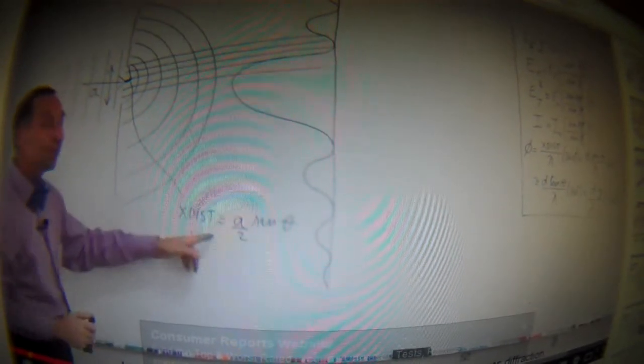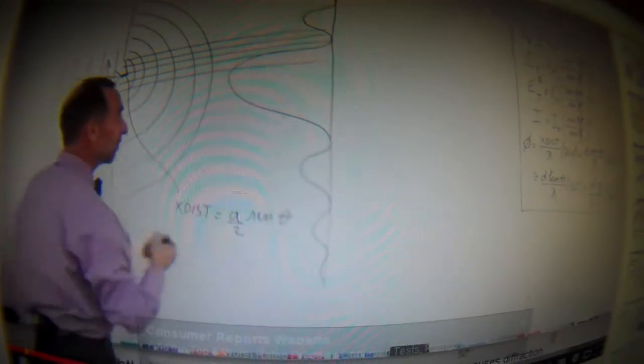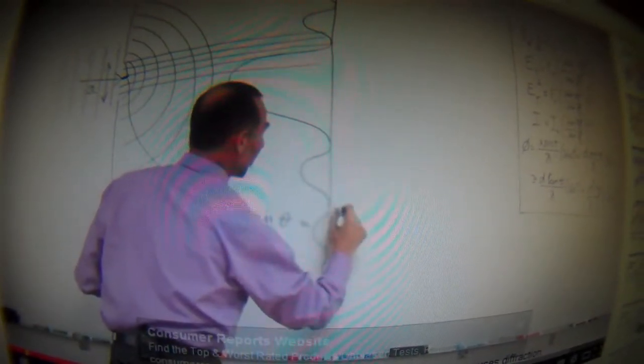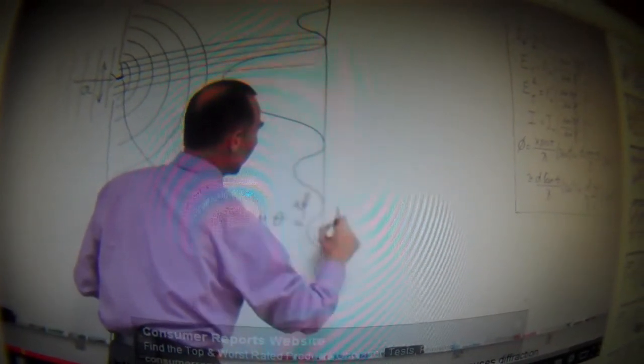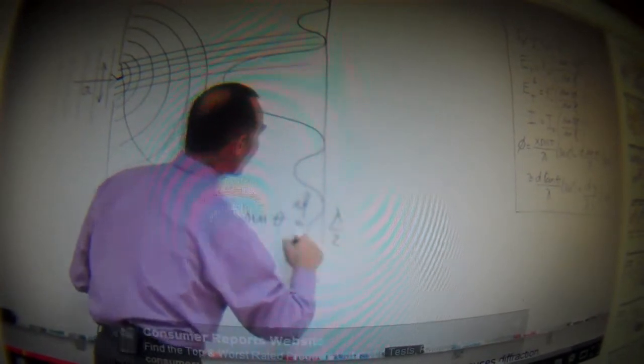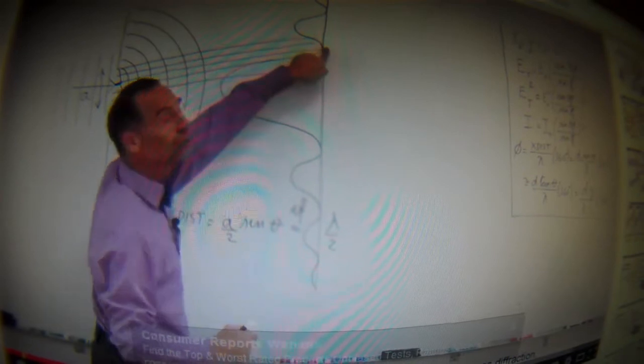And if those happen to be exactly half a wavelength out of phase, so I'll put an if on there, if this is equal to half a wavelength, then those two will destructively interfere with each other, and therefore you see a minimum over there. So that's the basic concept.